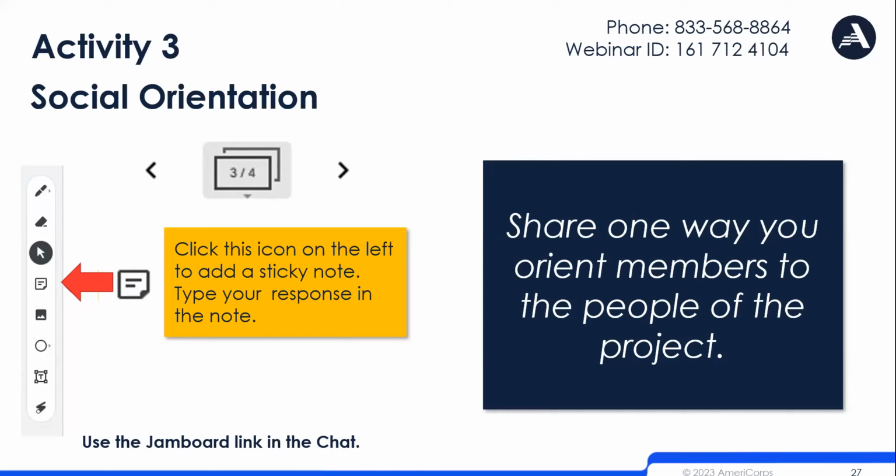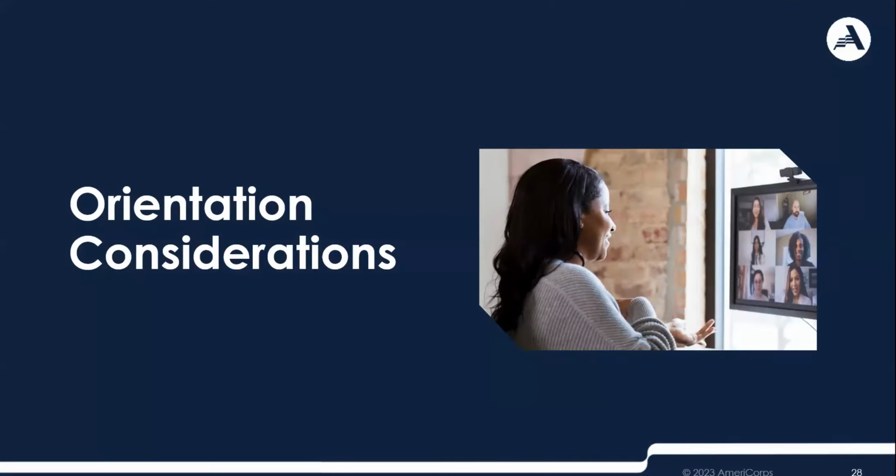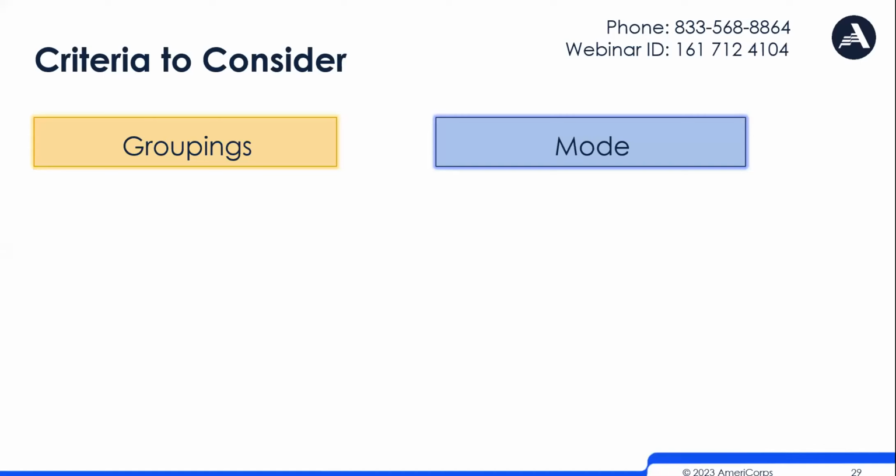We are going to move on and look at a few other considerations you might want to keep in mind. So we're going to finish up with just a brief mention of some other things on how you can orient your members. The number of members that you have serving on a project can vary from one to another, as well as where your members are located.